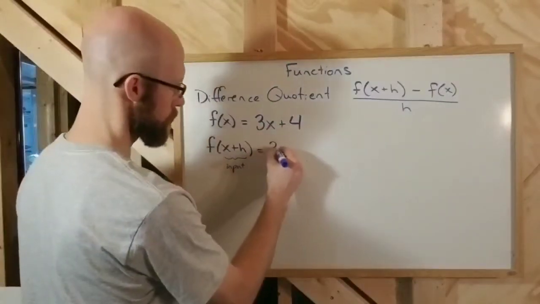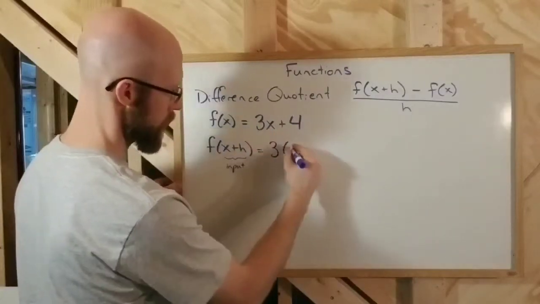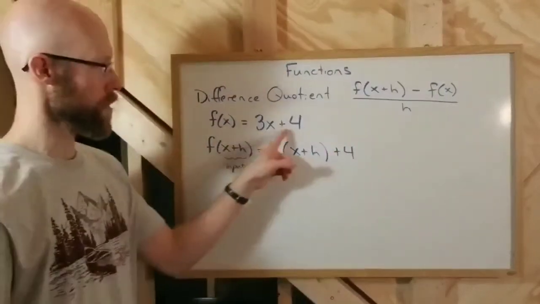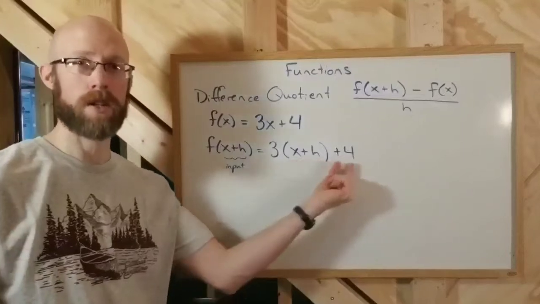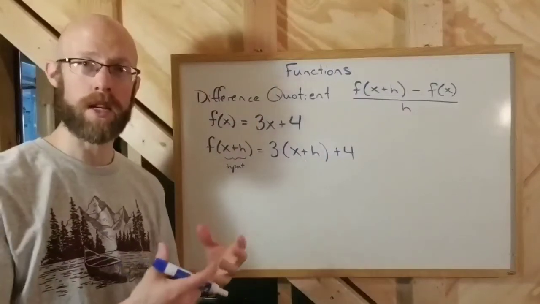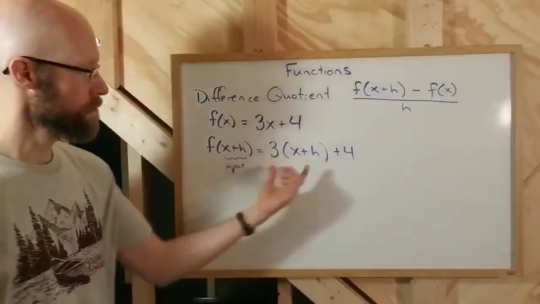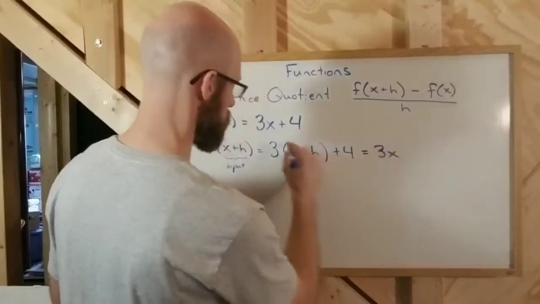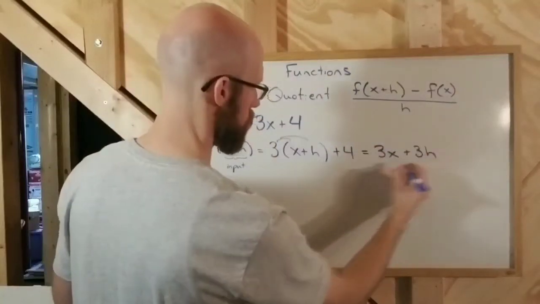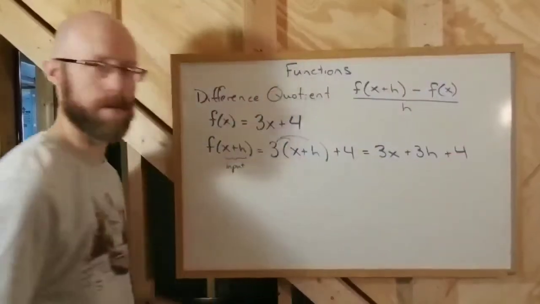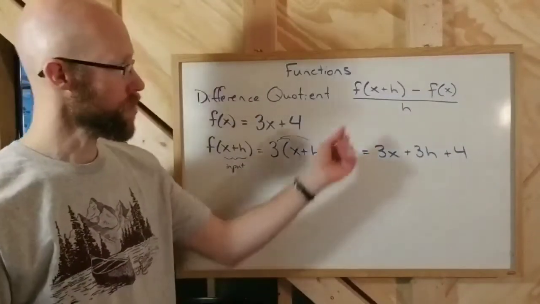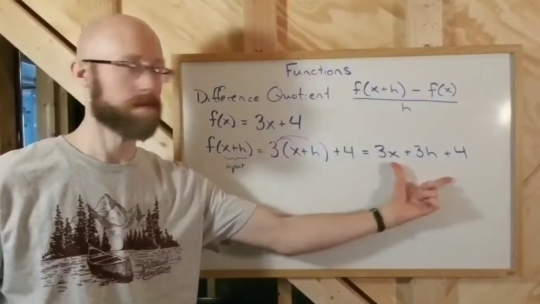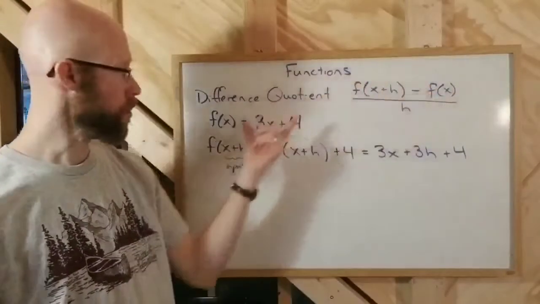So this would become 3 times, the x becomes x plus h, and then plus 4. So instead of 3x plus 4, it becomes 3 times x plus h, plus 4. So the x plus h replaces the original x. Then you just distribute and simplify that. So this would become 3x plus 3h plus 4. Okay, so that's the first chunk. So we're going to replace the f of x plus h in the formula with this function. f of x we already know, that's this function.